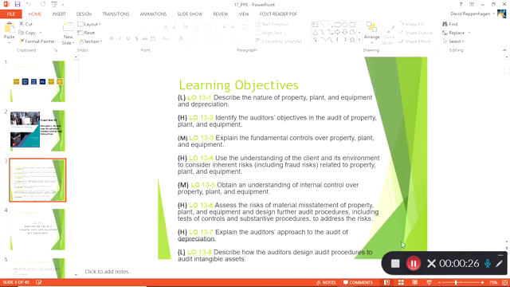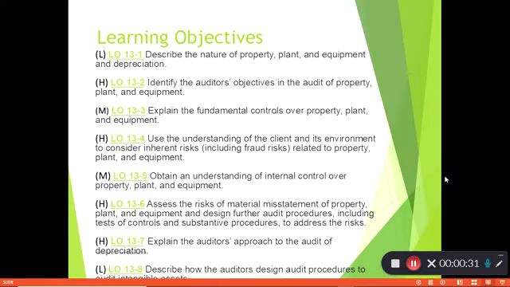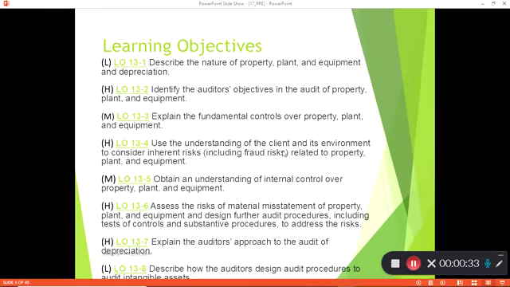If we look at the learning objectives, there's a whole host of them here. I'm going to tie them into the audit risk model in just a minute, but you should see a lot of similarities with what we've done before in terms of understanding the nature of the transaction cycle, identifying the objectives, thinking about controls, and understanding the client for inherent risk.